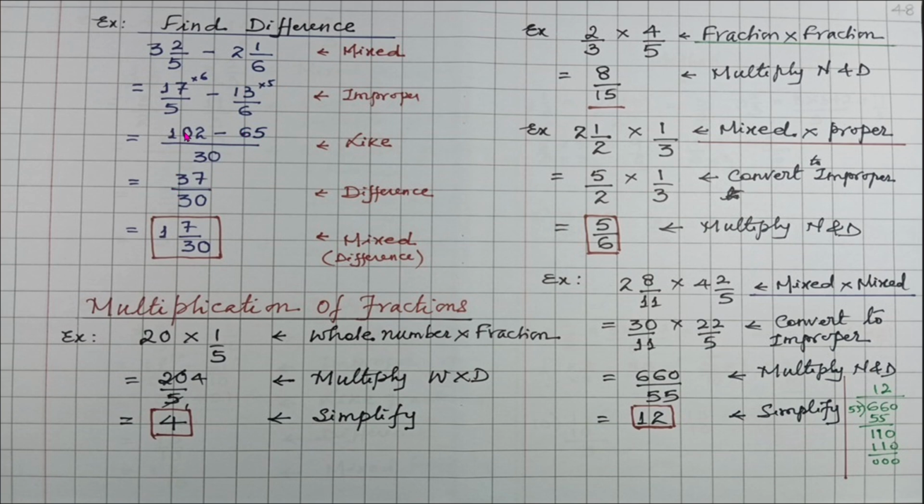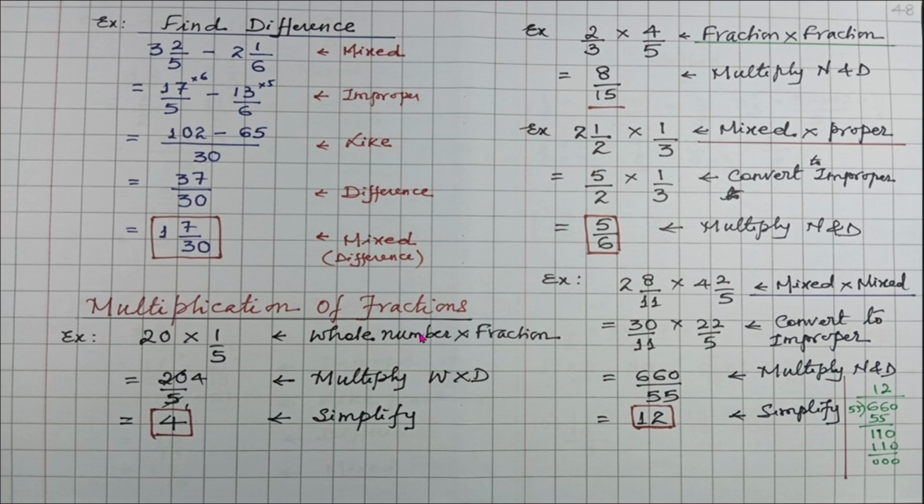And then subtract the numerators. We get 37 by 30. 37 by 30 becomes 1 integer, 1 30 is 30, remainder is 7, 7 upon 30. 1 integer 7 upon 30 is the difference of the two given fractions, which is again a mixed fraction, and the procedure is to be followed as I have just explained it to you.